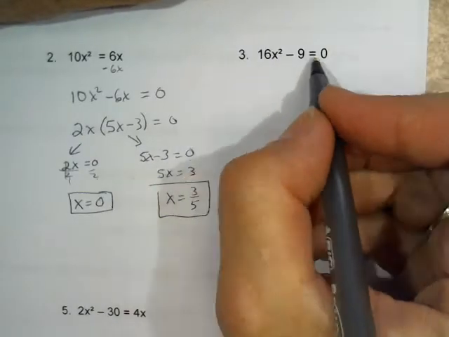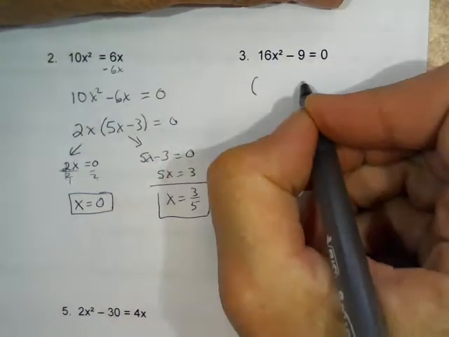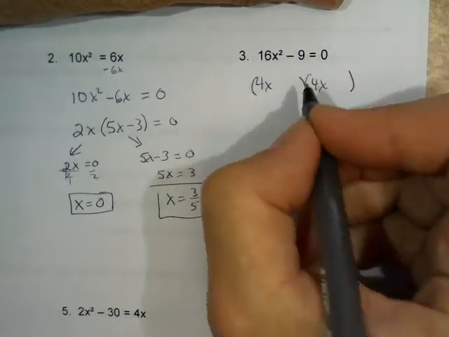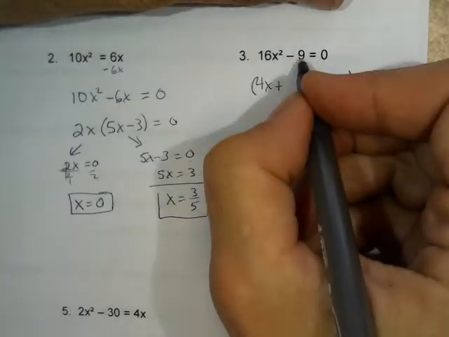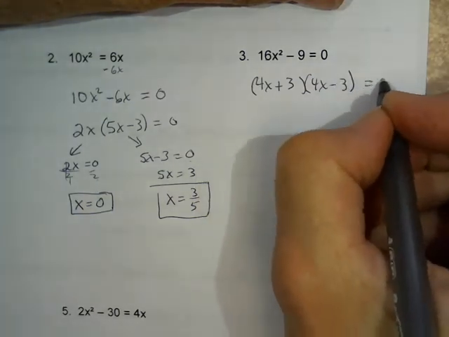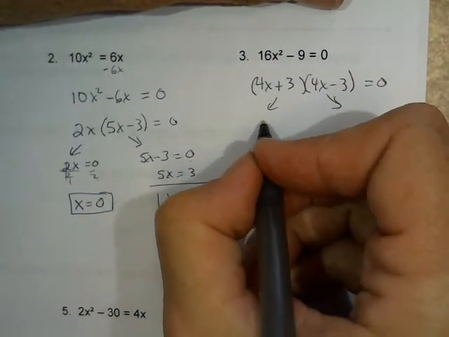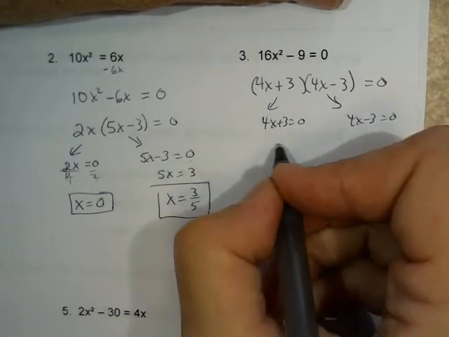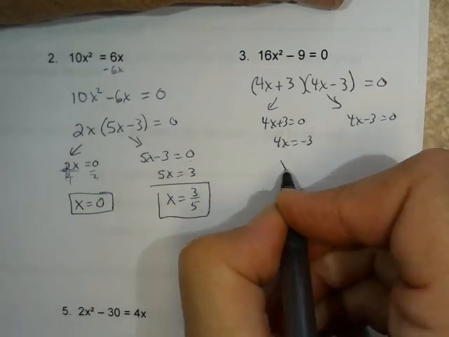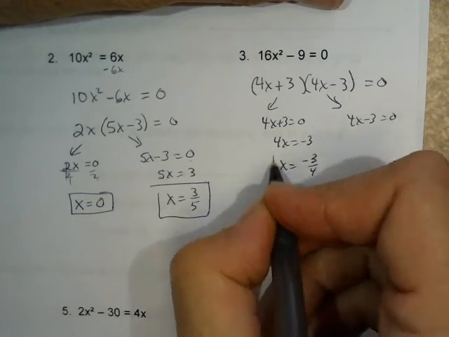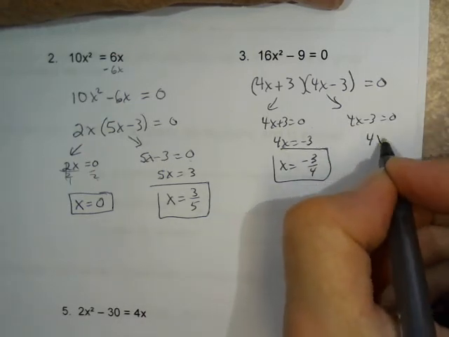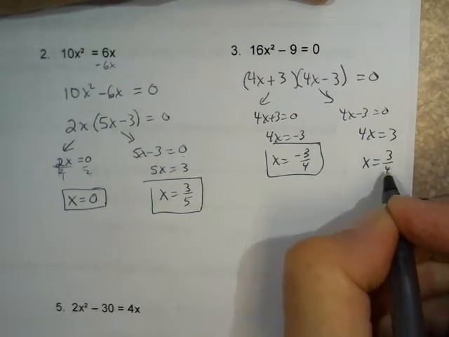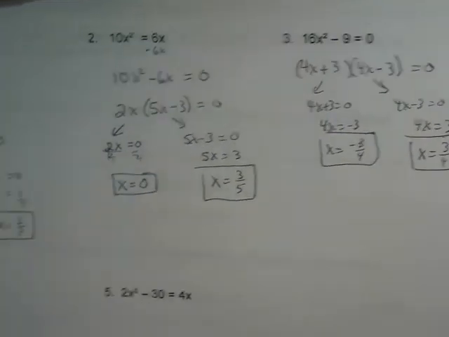And in the third problem, we have the difference of 2 perfect squares, which will be opening up 2 sets of parentheses, 4x in the front, the square root of that, one's a plus, one's a minus, and the square root of 9 is 3. So you set each equation equal to 0: 4x plus 3 equals 0, 4x minus 3 equals 0. Subtract 3, divide by 4, so x equals negative 3/4 is one answer. In this case, you add 3, 4x is equal to positive 3, and divide by 4, x equals positive 3/4. So there are your 2 answers for number 3.